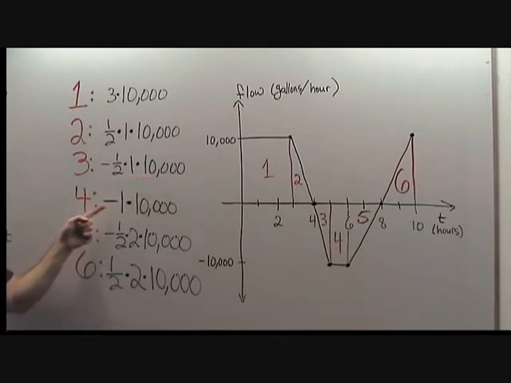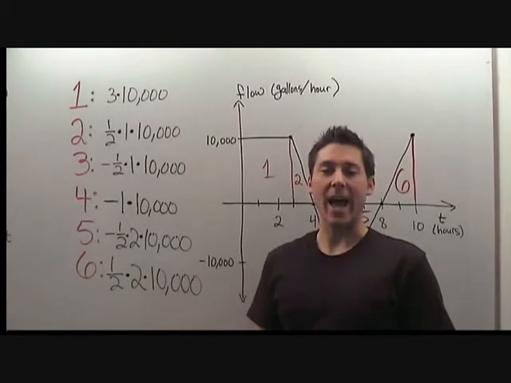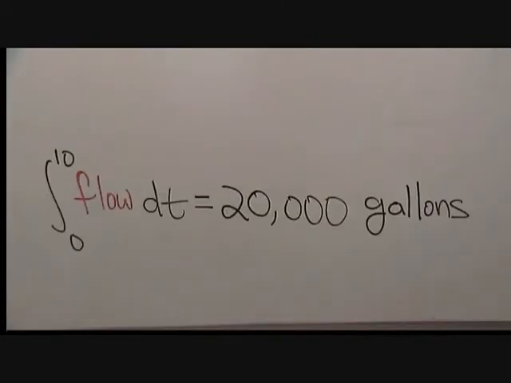The fourth area is negative 1 times 10,000. The fifth area is negative 1/2 times 2 times 10,000. And the sixth area is 1/2 times 2 times 10,000. We need to add all these up to get our answer for our integral. Our final answer for the total change of volume is the integral of the flow, which is 20,000 gallons.